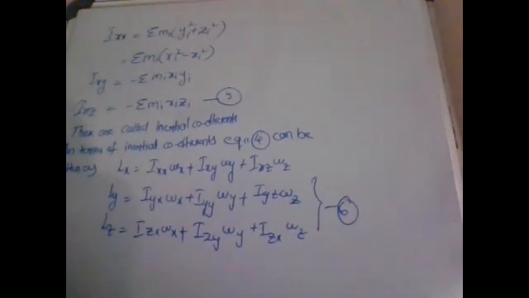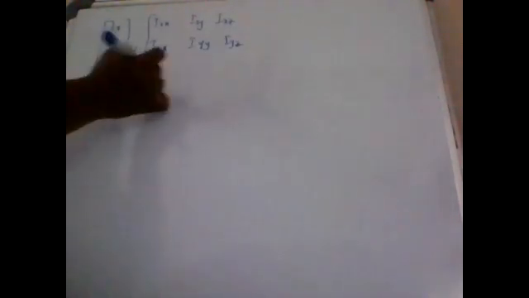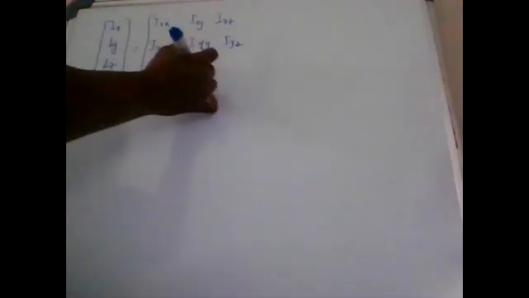Next, from these equations we can write the matrix form of equation 6. L_x, L_y, L_z equal to the matrix with rows I_xx, I_xy, I_xz; I_yx, I_yy, I_yz; I_zx, I_zy, I_zz, multiplied by ω_x, ω_y, ω_z. This is equation 7.